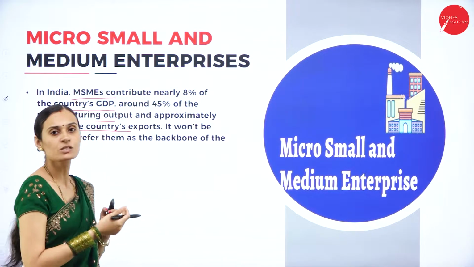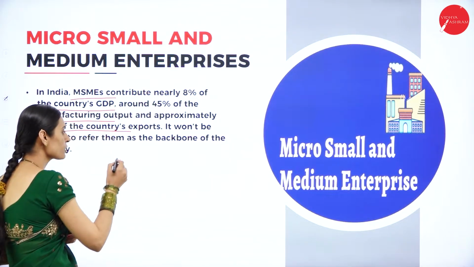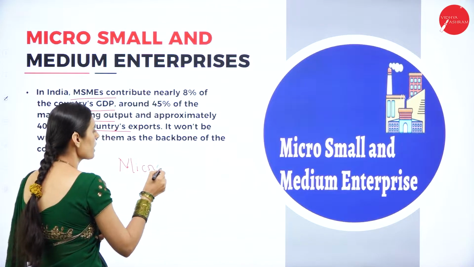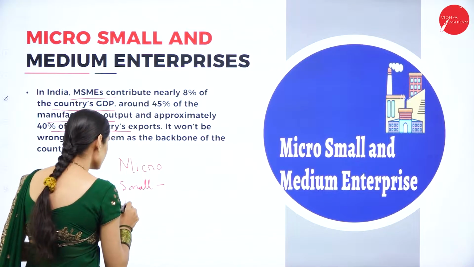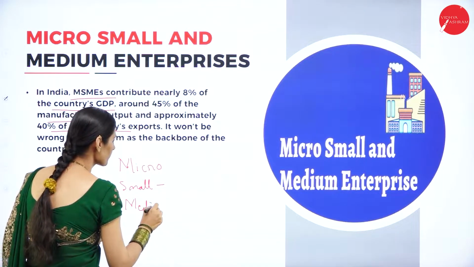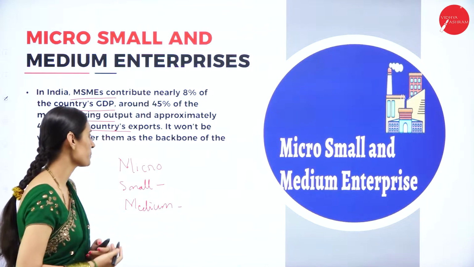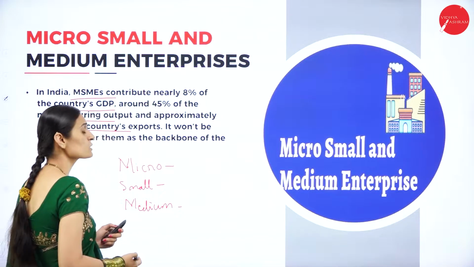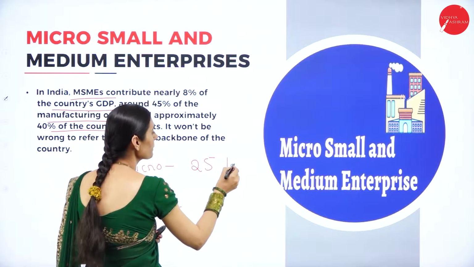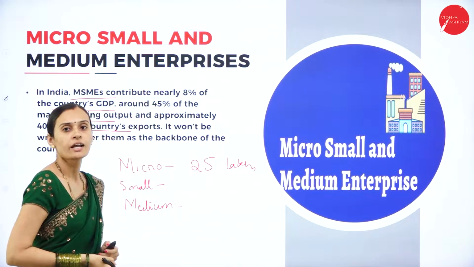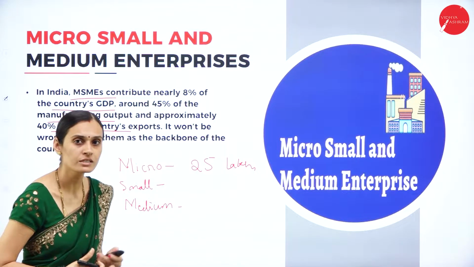On the basis of capital investment, there are three types of enterprises: micro enterprises, small scale enterprises or small enterprises, and then medium enterprises. What are micro, small and medium enterprises? Micro enterprises are those where the investment in machinery and plants does not exceed 25 lakhs.